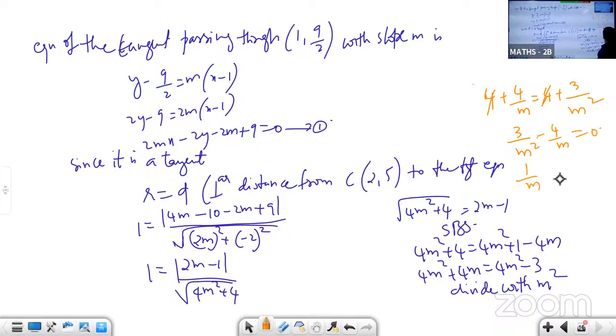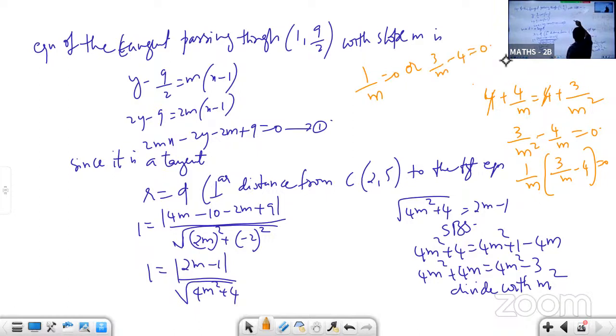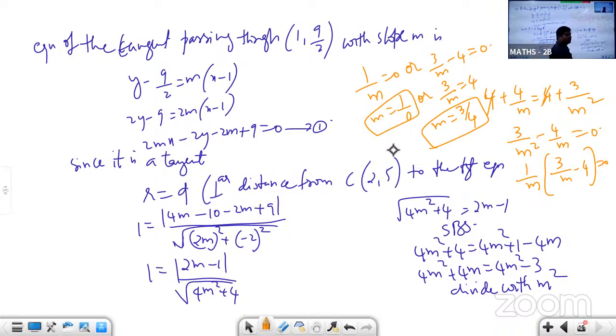Is it clear? Now 3 by m square, 4 on both sides gets cancelled, minus 4 by m equal to 0. I'm going to take 1 by m common. When I take 1 by m common, what will I be left with? 3 by m minus 4 equal to 0. Means 1 by m equal to 0 or 3 by m minus 4 equal to 0. Now 1 by m equal to 0 means m equal to 1 by 0, or 3 by m equal to 4, m equal to 3 by 4. See, I got two slopes. Usually we directly write m equal to infinity, no? That infinity is nothing but 1 by 0. I hope you understood the way we did. Is it clear?